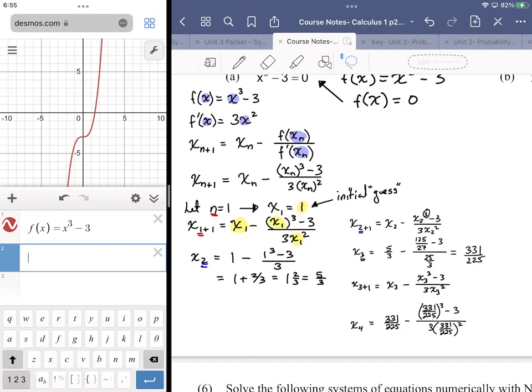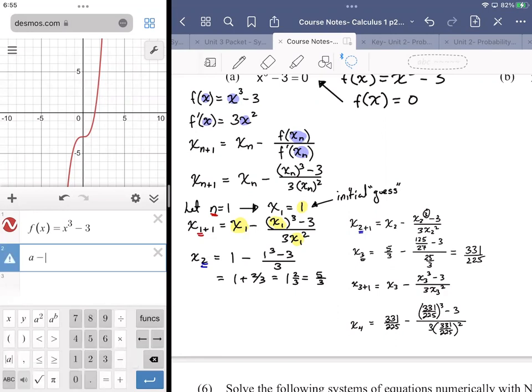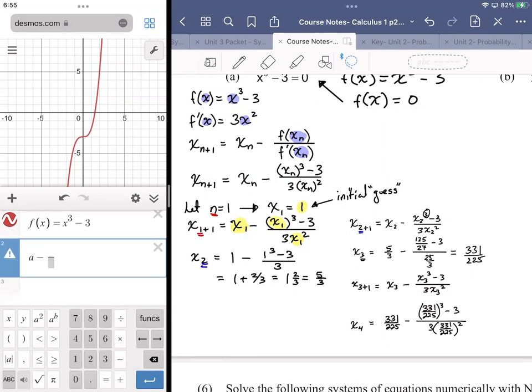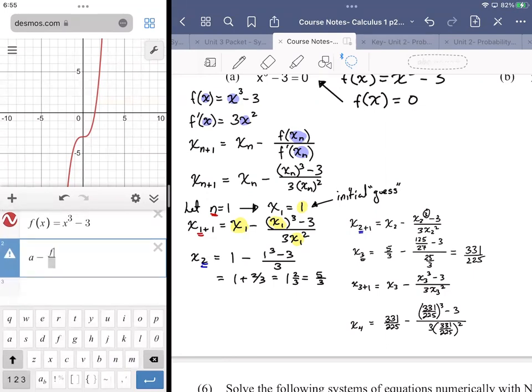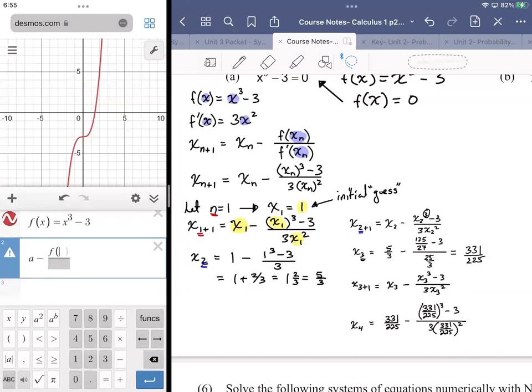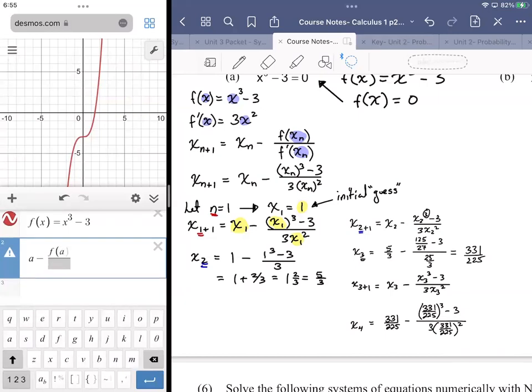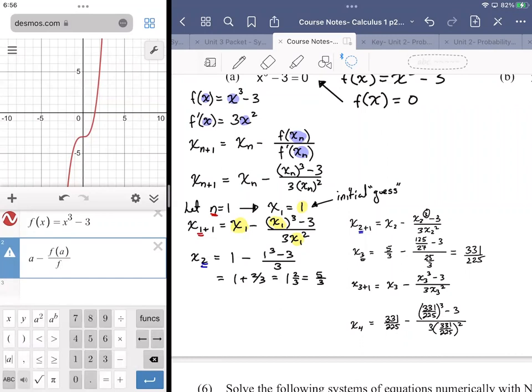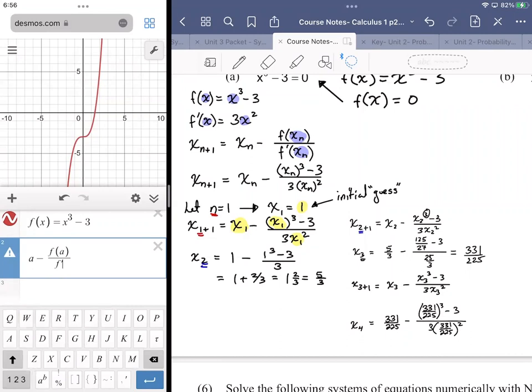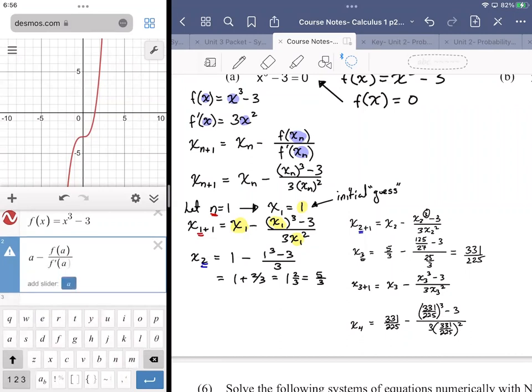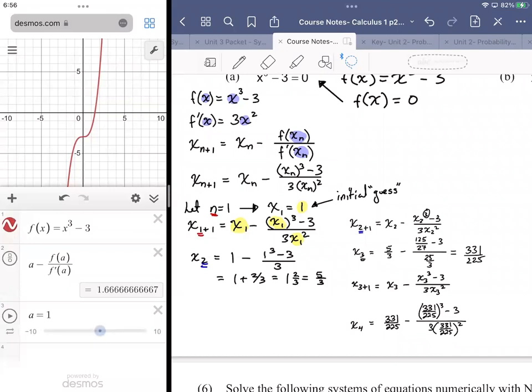Except I want to have the flexibility enough to change that x value any way I want. So I would type in a minus fraction f of a over f prime of a. And then throw in a slider for the a value.